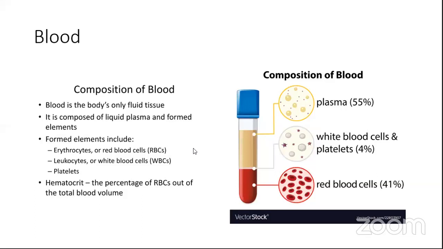Plasma and formed elements. Plasma is the liquid portion of the blood, and the formed elements are the cellular part of the blood. 55 and 45 is the ratio of the blood. RBC, WBC, and the platelets are the formed elements. The main composition of the blood.